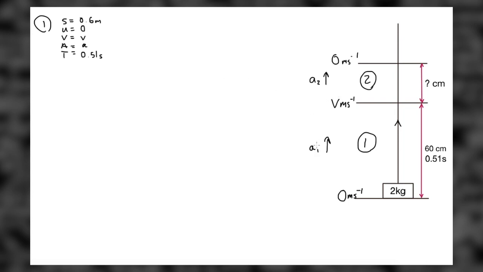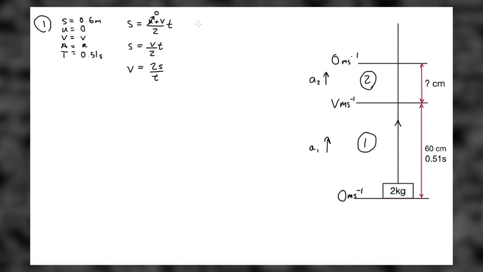So if we just want to find v, we actually don't need to worry about the acceleration. We can use the SUVAT s equals (u plus v) over 2 times t, and rearrange it in order to find what v is. We know that u is 0, so that disappears. So we end up with s equals v over 2 times t. To rearrange for v, times by 2 and divide by t. So we get v equals 2s over t.